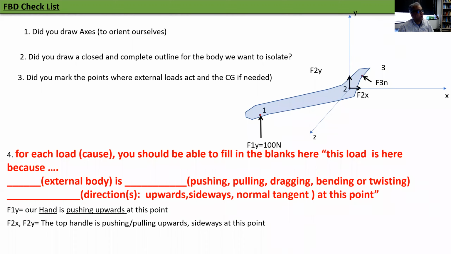What about F2x and F2y? The top handle is pushing or pulling upwards and sideways at that point. Why is there a force F3n? The bar that I'm gripping is pushing perpendicular to the jaws at that point. It says jassy, but it should be jaws at that point. Okay. Notice I have an explanation for why each force is there. And the explanation has nothing to do with motion. It only has to do with constraint or applied external force.